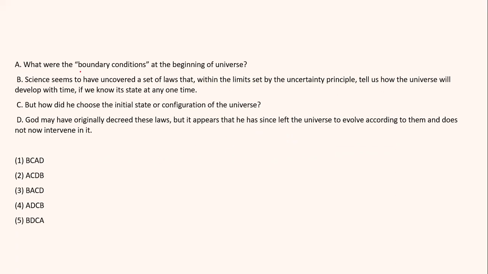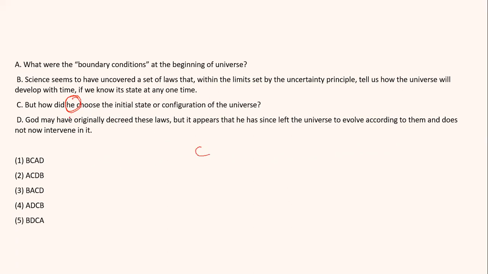Now, I never read all the sentences in their entirety. My first approach is I look for the pronoun. So first, A: what were the boundary conditions at the beginning? This is a small sentence I can read. B: science seems to have uncovered a set of laws within the limit sets by... I leave it here because I don't get any pronoun here. But C: how did he choose? Oh, how did he choose? So definitely I can find a statement which will precede C.